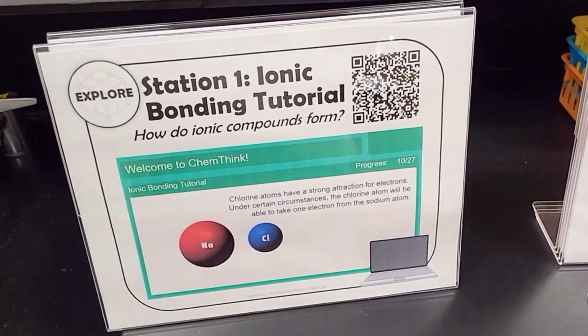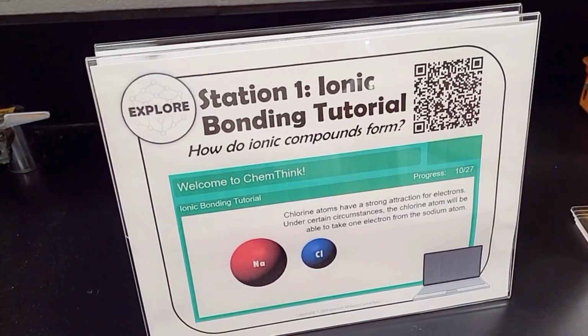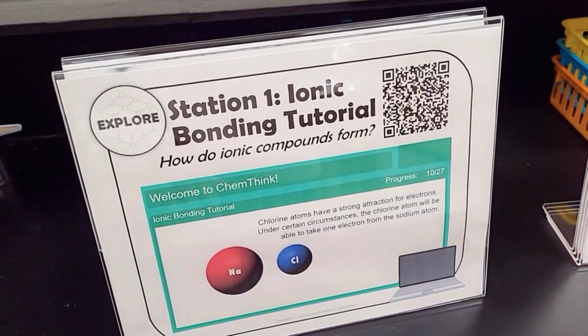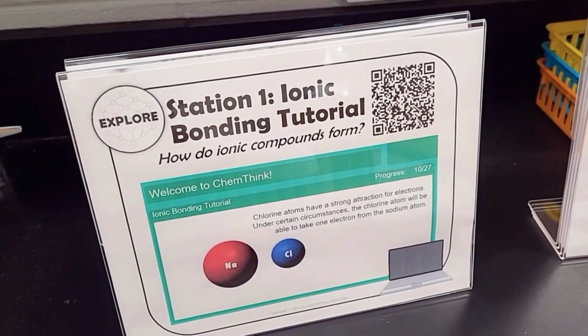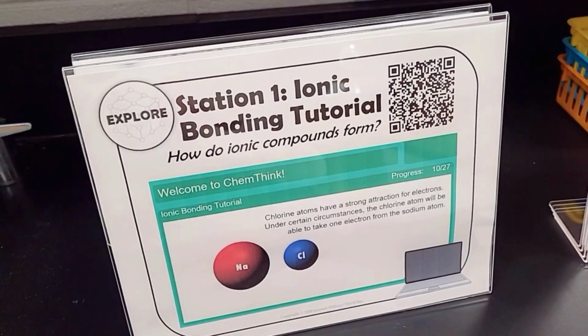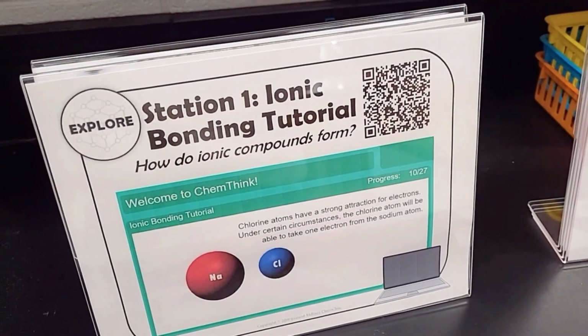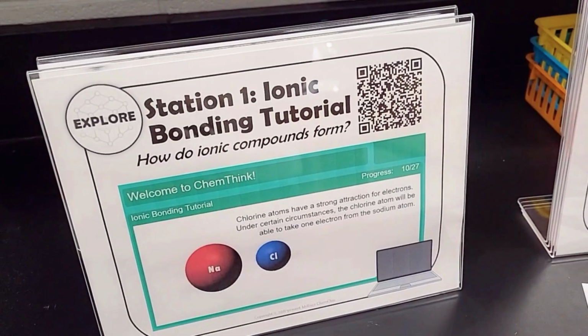The first station is an ionic bonding tutorial. So this one's nice because it only requires the station sign and the students just need to scan the QR code in order to access it. So that one's pretty easy. There are questions that go along with it. Every time I do a set of stations with my kids, I always give them a set of questions, and it's basically like a packet and it's divided up among each station.